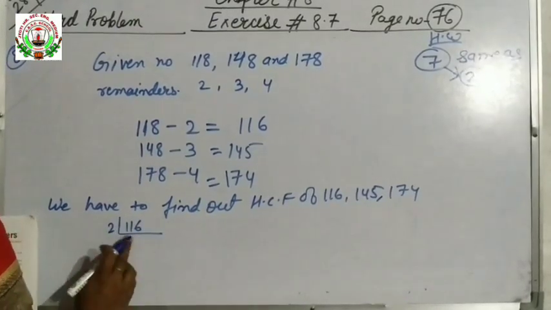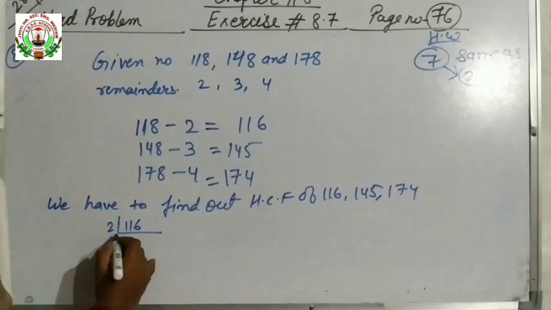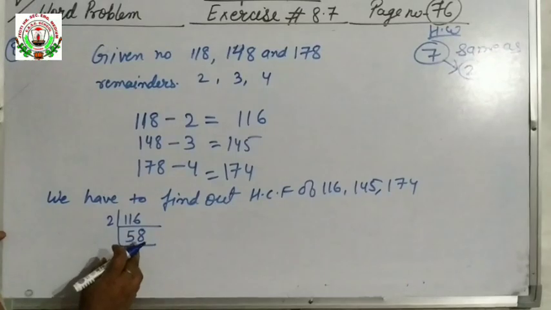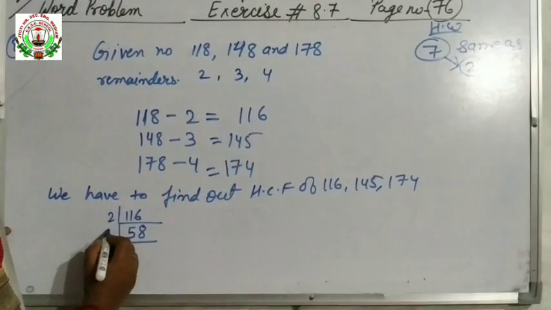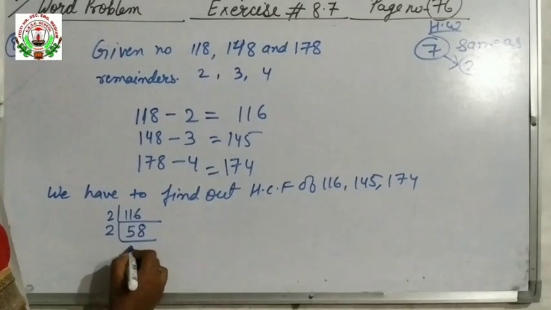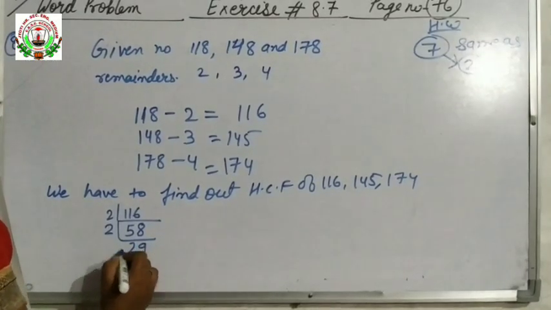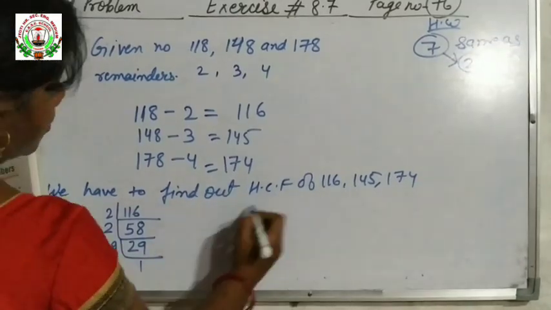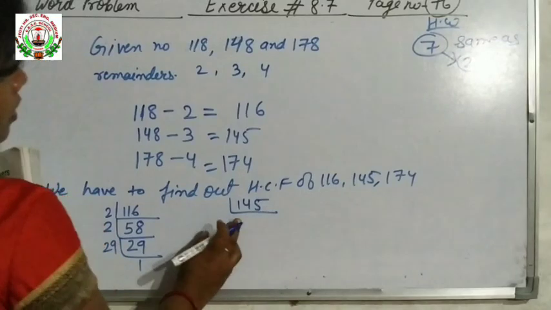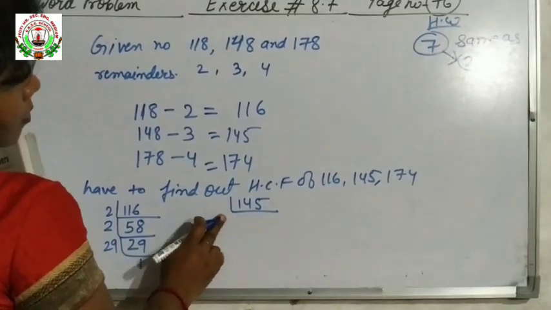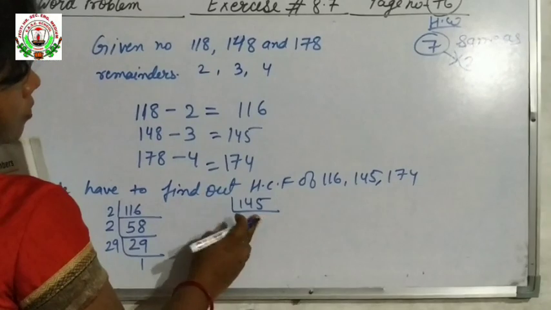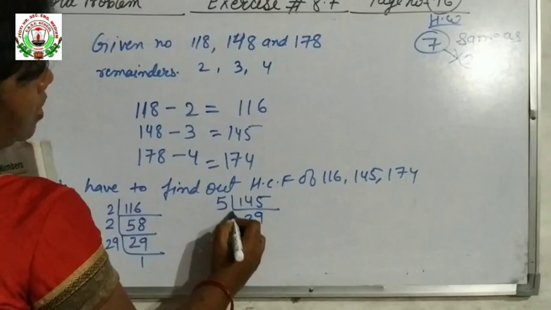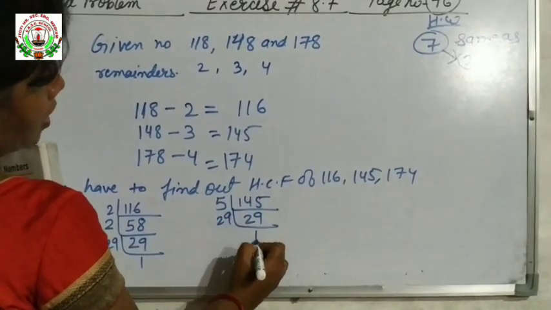116. It is even number, so it is divisible by 2. When you will divide this number by 2, 2 5 ja 10, 2 8 ja 16. If orally you can't divide, you can divide and get the quotient, then you will write. Again we will divide it by 2, 2 2 ja 4, 2 9 ja 18. Now 29 is divisible by 29. Okay. Next number is 145. The 145, it is not divisible by 2, not divisible by 3 because it is odd number also. Now we will divide it by 5. 5 2 ja 10, then 5 9 ja 45, and 29 is divisible by 29 table.